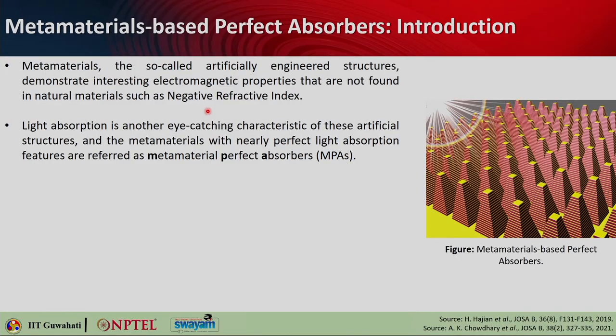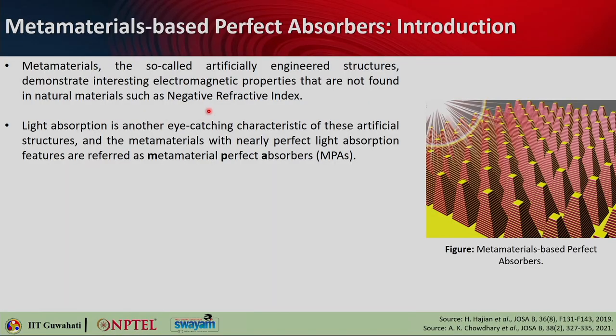Now, light absorbing by any artificial structure has always been a matter of research, because you want to maximize the absorption. Why do you need that? If you think of a solar cell where you are harvesting solar energy, you want to absorb the entire solar radiation that is falling on the solar cell. You don't want anything to be reflected. What goes back is actually a waste. So you are not efficient if you are not able to capture all of the solar radiation coming towards you.